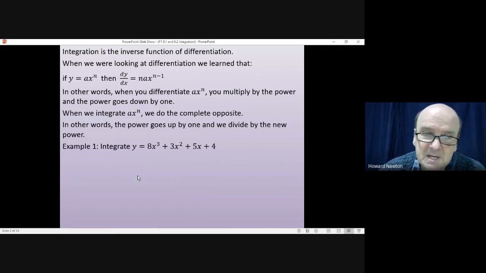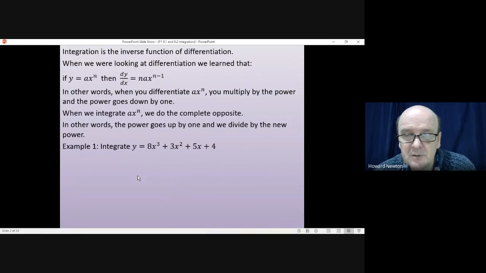For example, let's say I had to integrate y equals 8x cubed plus 3x squared plus 5x plus 4. I'll let you have a go at doing that yourself first, so pause the video, have a go and come back to me when you're ready.